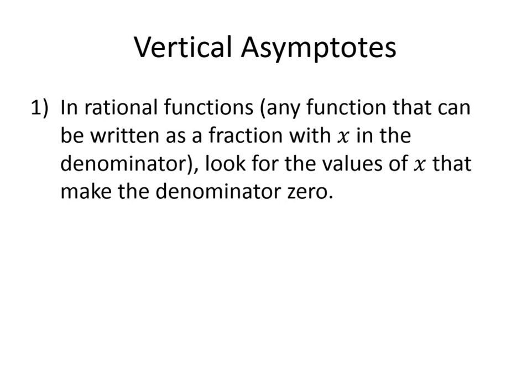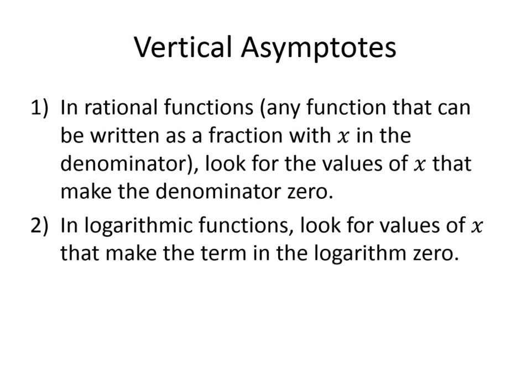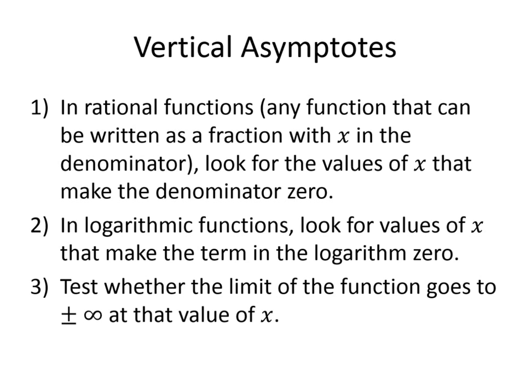denominator equal to 0. If you have a logarithmic function, you're going to look for what values of x make the term inside of the logarithm 0. In either case, to tell if there is a vertical asymptote when that happens, you're going to test whether the limit of the function goes to positive or negative infinity at that particular value of x.